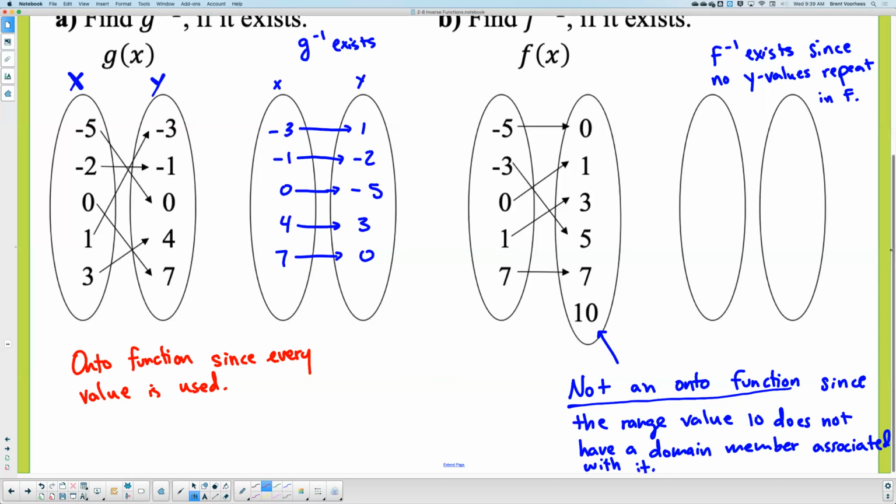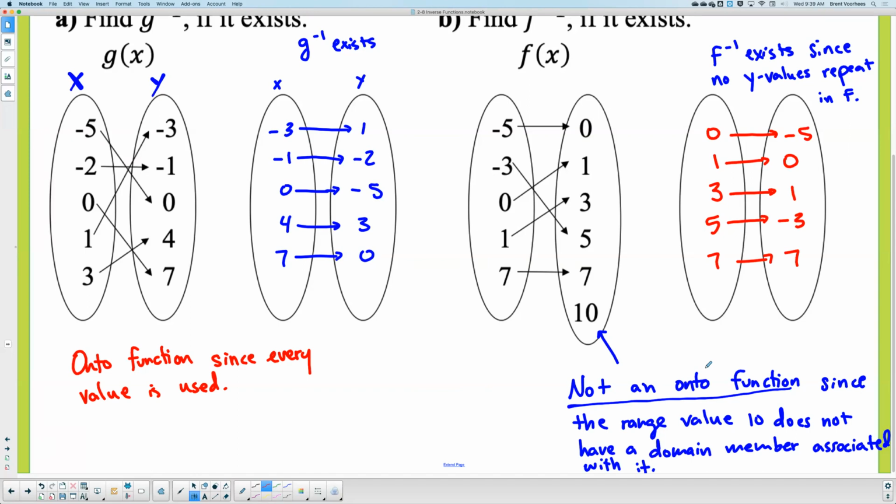Okay, so now let's do the inverse. When we find the inverse, you only would list the values that are used. Which values are used? 1, 3, 5, and 7. And so what's 0 going to point at? -5. 1 points to 0. 1 points to 0. 3 goes to 1. Then 5 to -3 and 7 to 7. And I'm just going to drop the 10 entirely.